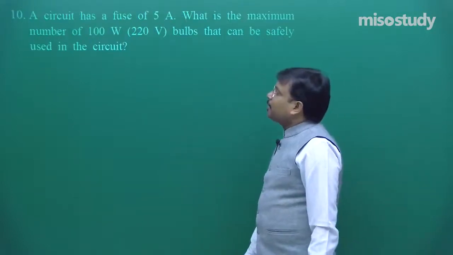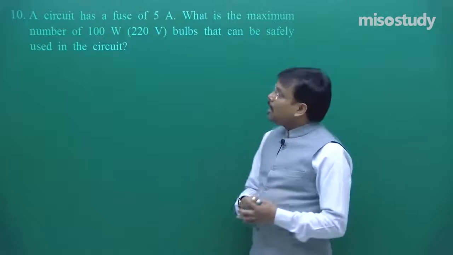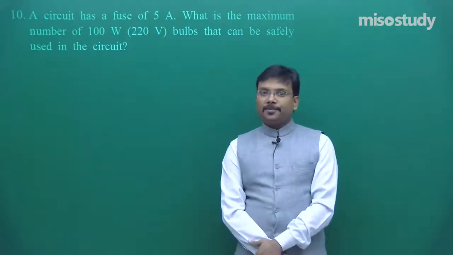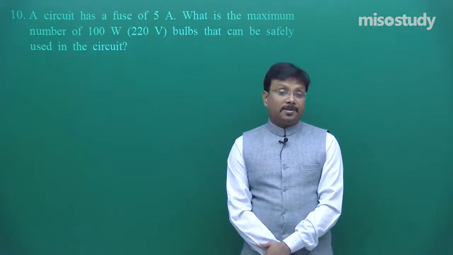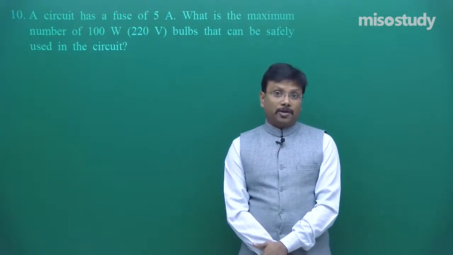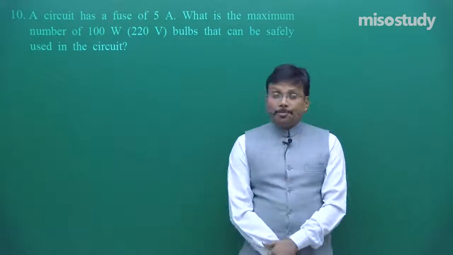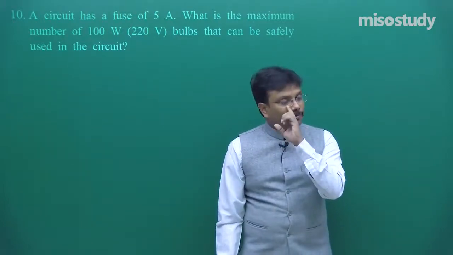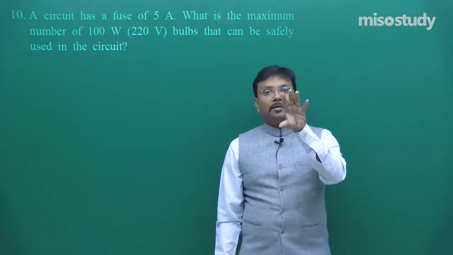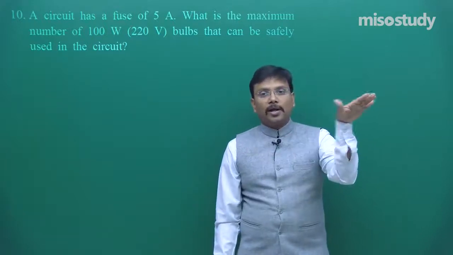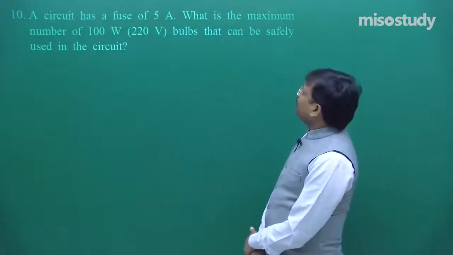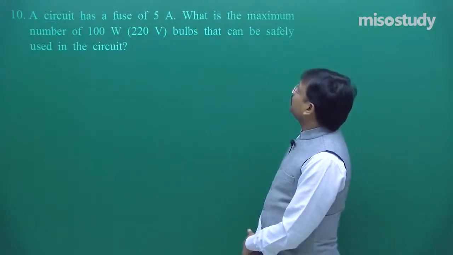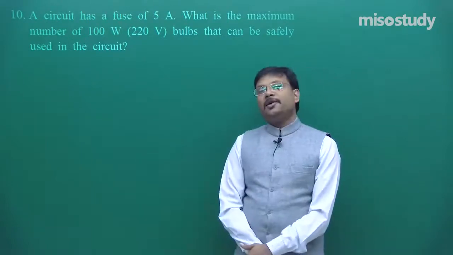Then comes question number 10. A circuit has a fuse of 5 ampere. You know the meaning of this? Fuse wire, I specifically devoted good amount of time to explain. 5 ampere means the moment more than 5 ampere current will pass through this fuse wire, the fuse wire will trip down, no current flow. What is the maximum number of 100 watt 220 volt bulbs that can be safely used in the circuit?